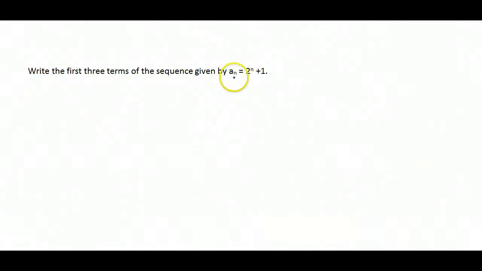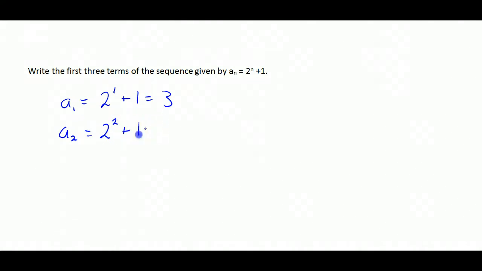So how about this one? A sub n is 2 raised to the nth power plus 1. Write the first 3 terms. So a sub 1 is 2 to the 1 plus 1, which is 3. A sub 2 is 2 to the second plus 1, which is 5. And a sub 3 is 2 to the third plus 1, which is 9.